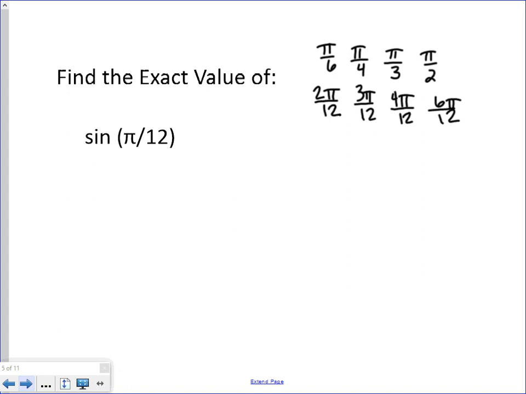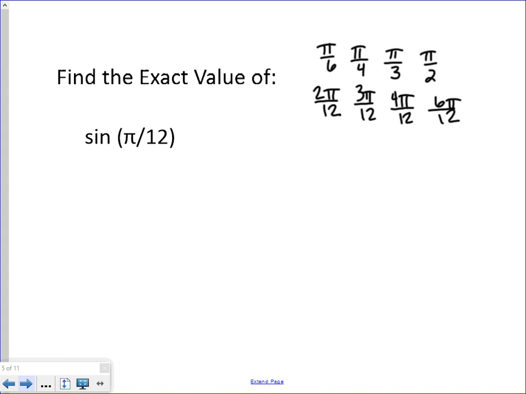What am I doing on the board? Getting common denominators, because if I were going to add or subtract those angles in radians, I would need a common denominator, right? Can you pick out any two angles that would then give us pi over 12? Maddie, which one? Pi over 3 and pi over 4.